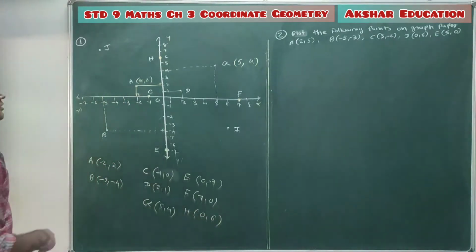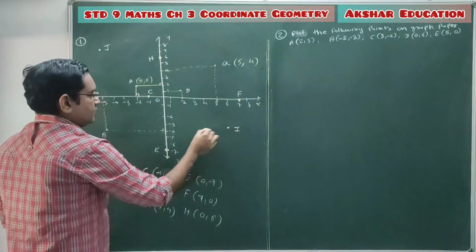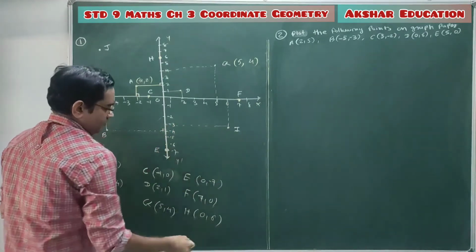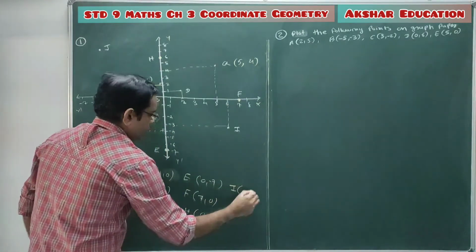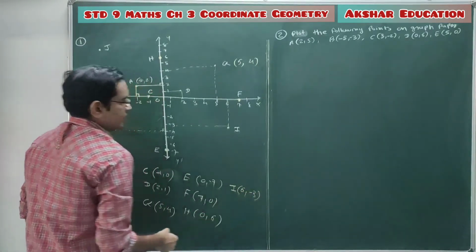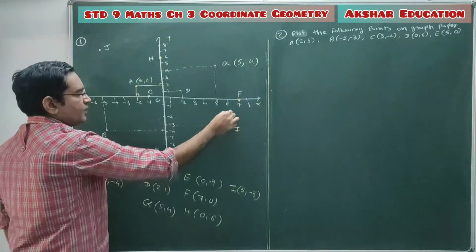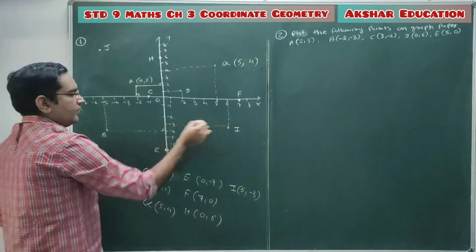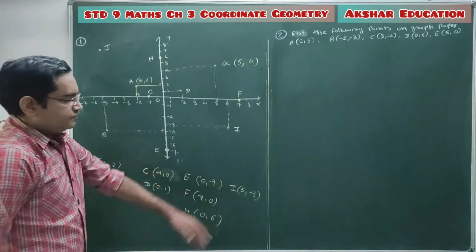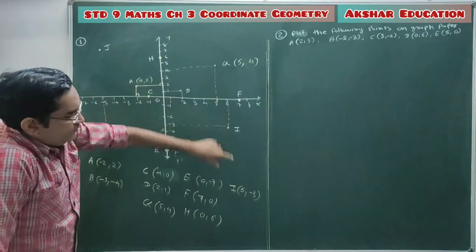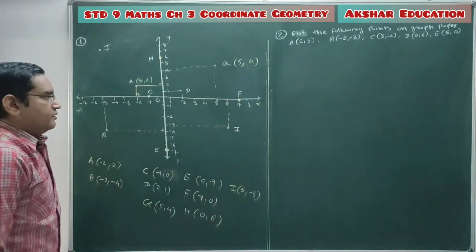It's (0, 6). Now this one is I. So x coordinate is 6, y coordinate is -3. So for coordinate I, x coordinate is 6, y coordinate is -3. You simply have to draw perpendicular on x axis to find the x coordinate and draw perpendicular on y axis to find the y coordinate. So x coordinate means distance from y axis and y coordinate means distance from x axis.